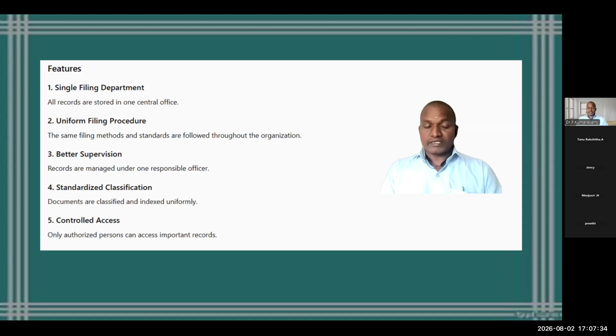Right? So a single place or single location is maintained, so it is easy to standardize the files, easy to give the format. So a uniform filing procedure is followed. Controlling and supervising all the files of different departments is simple, is easy. So better supervision and control. Standardized classification is maintained. Controlled access: only an authorized person can access the important records.